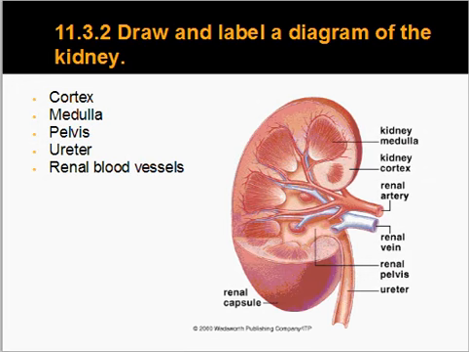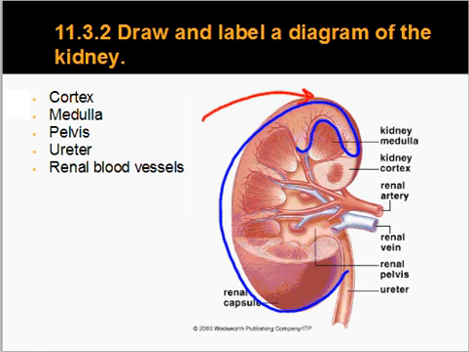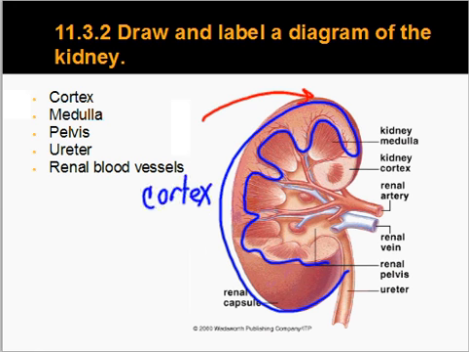Here's an overview of the structure, the parts and plumbing of the kidney organ. And we're going to start from the outside and work our way in. This outermost area here, so I'm going to outline this light colored area here, is called the cortex. Just like in the brain, the outer part of the brain is called the cerebral cortex. The outer part of the kidney is called the cortex of the kidney.